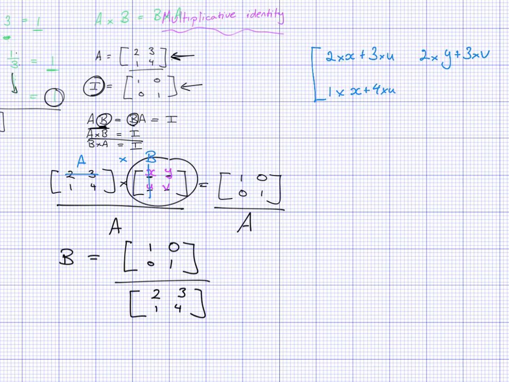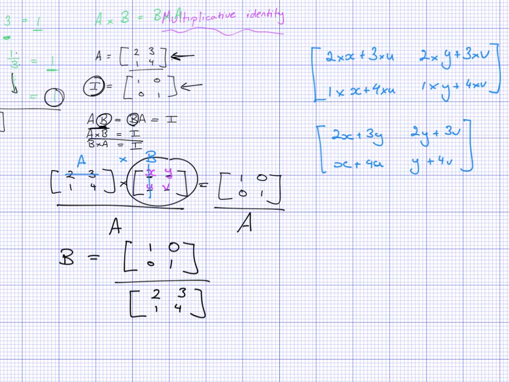And then the last position is going to be 1 times y plus 4 times v. All right, so we'll simplify those and we'll get 2x plus 3u. We'll get 2y plus 3v. We'll get x plus 4u. And we'll get y plus 4v.